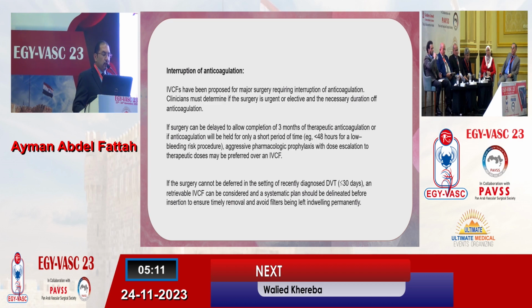If the surgery cannot be deferred in the setting of recently diagnosed DVT, less than 30 days, a retrievable IVC filter can be considered, and a systematic plan should be delineated before insertion to ensure timely removal and avoid the filter being left indwelling permanently.